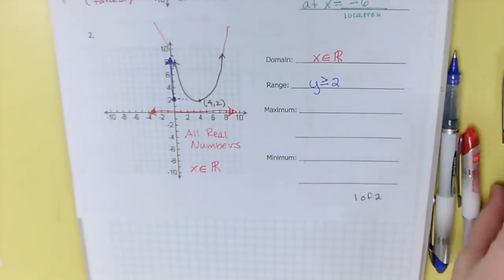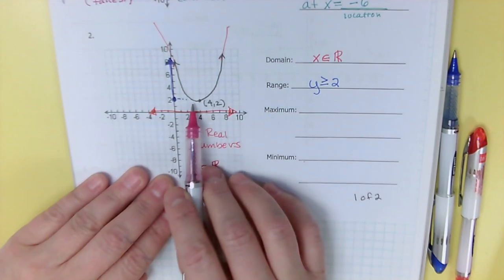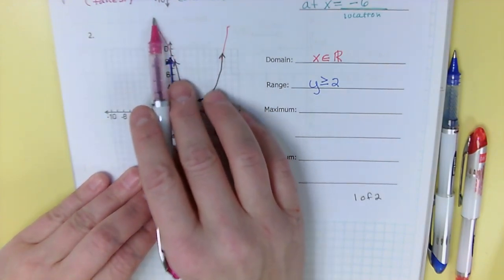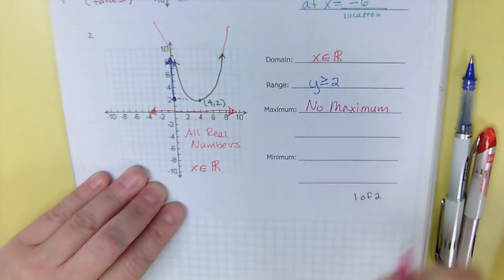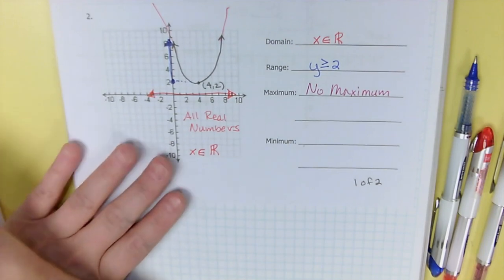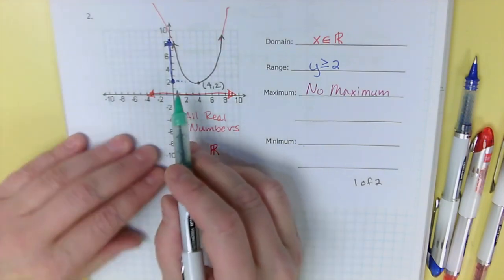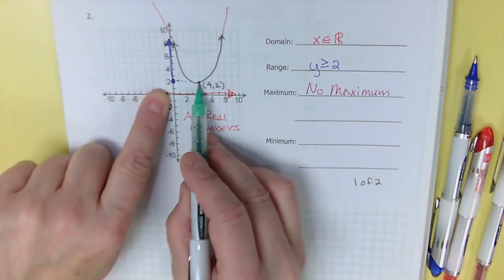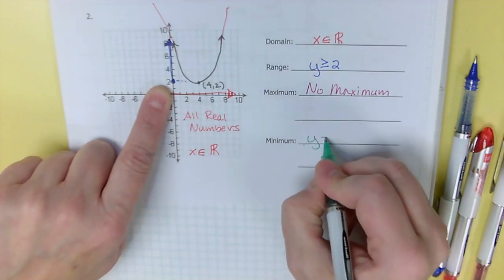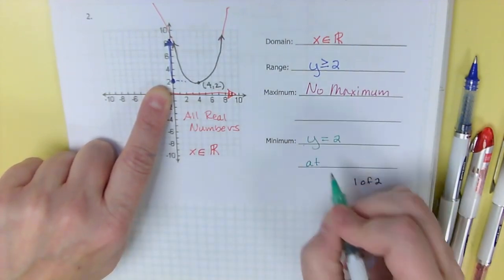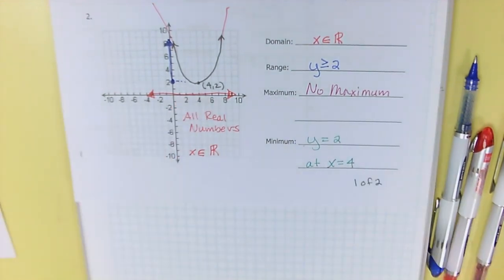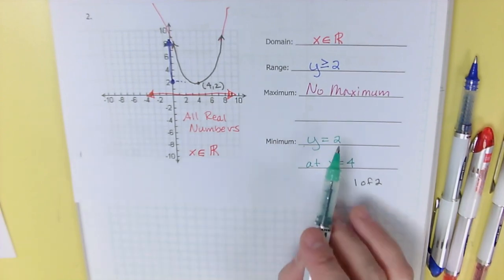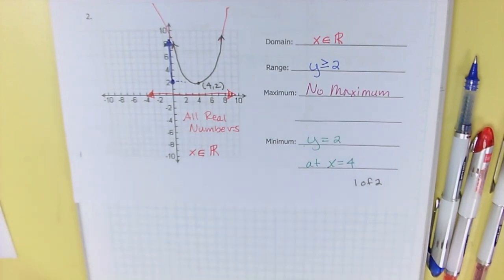Okay, so let's look at this one for maximum and minimum. Now this one, you can tell the arrows keep going forever and ever, so there's not going to be a maximum. There's no maximum y value. All right, well, let's look at the minimum. Do we have a smallest y value? Yeah, look at your range to figure that out. The smallest y value is a 2, so y equals 2, and it occurs at the point 4, 2, so at x equals 4. So how low it is and then where it occurs.